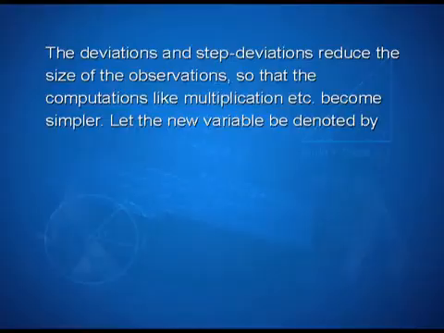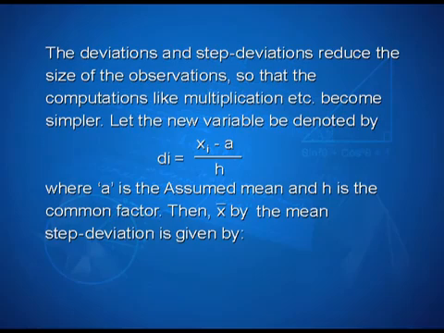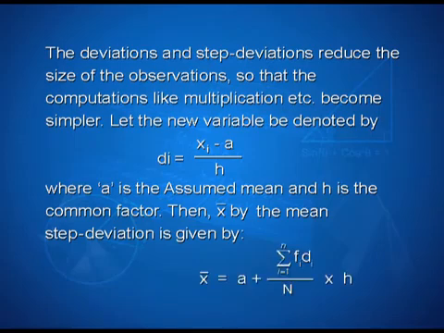The deviations and step deviations reduce the size of the observations so that computations like multiplication, etc. become simpler. Let the new variable be denoted by di, that is equal to xi minus a upon h, where a is the assumed mean and h is the common factor. Then the mean x bar by step deviation is given by x bar is equal to a plus summation i ranging from 1 to n fi di upon n into h.